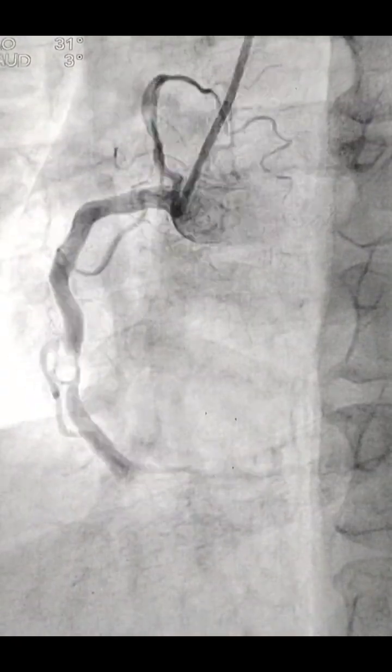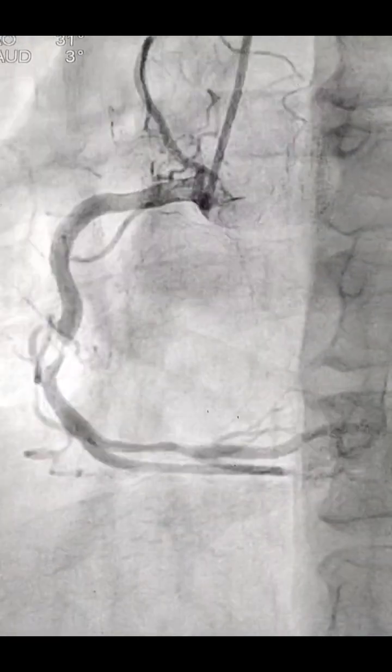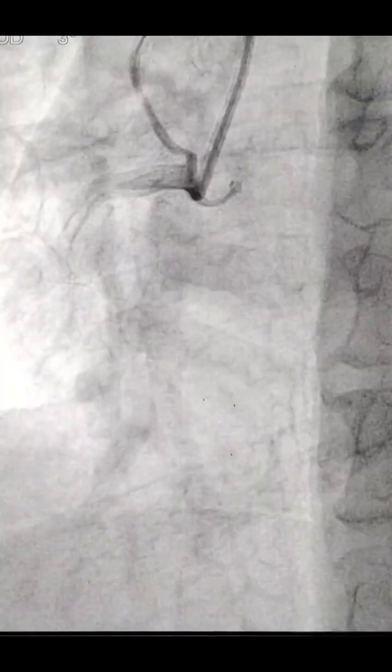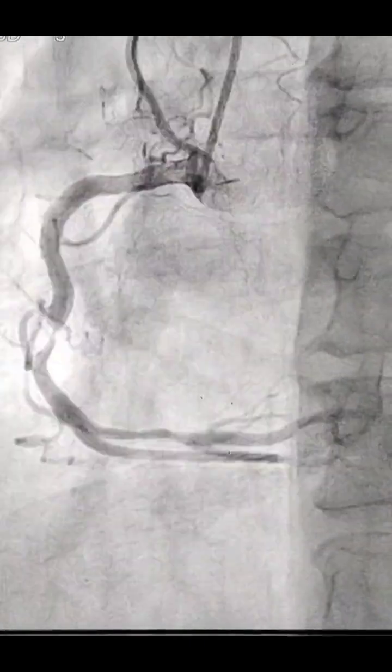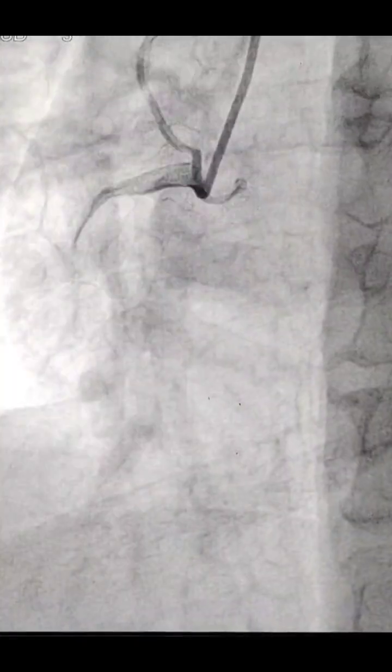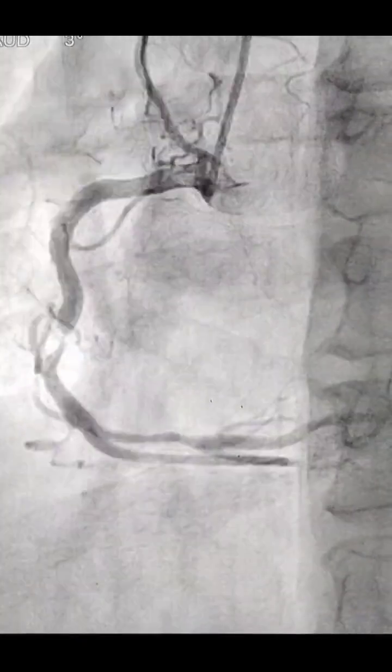So what to do in such a situation? If your catheter goes to the conal, just push it down, it will go to RCA. Just gently push it down, slightly remove it and push it down, it will go to RCA. You can see how big the RCA is. So we started with the procedure.